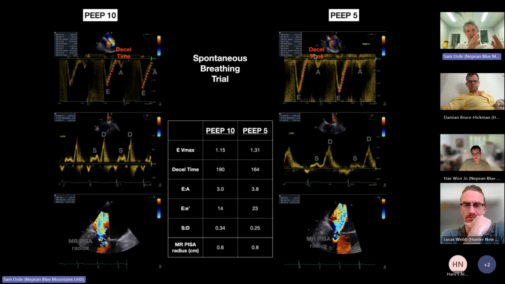So again, using it as a monitoring tool with TOE, it's great, and you can have a good look at your pulmonary veins.